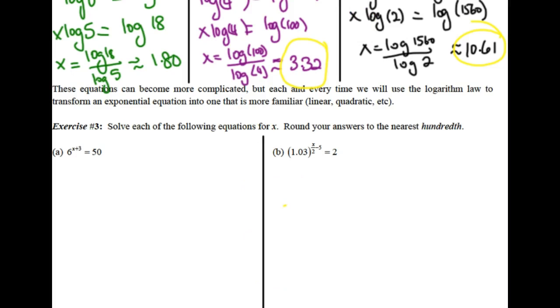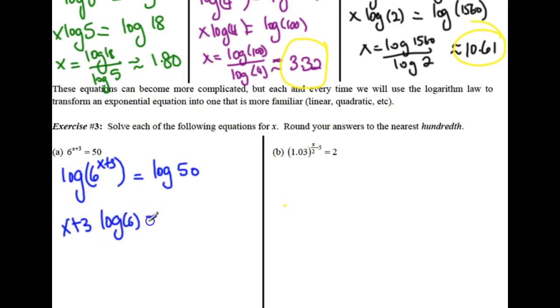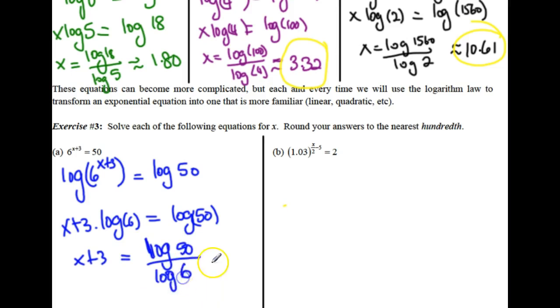So let's see what's happening here. Let's do the same exact thing. The log of 6 to the x plus 3 is equal to the log of 50. Use my power rule, so this is x plus 3 times the log of 6 is equal to the log of 50. Remember this is multiplication, so I'm going to divide both sides. x plus 3 is equal to the log of 50 over the log of 6.